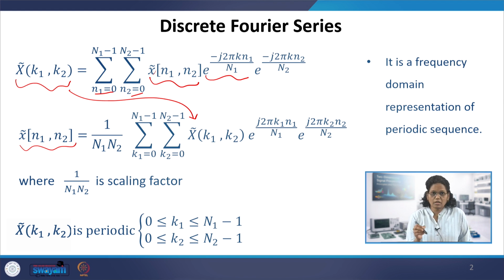Using this 2D discrete Fourier series, we know that this x tilde is periodic, as I said, with samples n1 from 0 to N1 minus 1 and n2 from 0 to N2 minus 1. This is also periodic, x tilde of k1 comma k2, where k1 varies from 0 to N1 minus 1 and k2 from 0 to N2 minus 1. So, both are periodic in the case of the discrete Fourier series. If we recall, a discrete and periodic sequence maps into a periodic and discrete one. That is how we get both the discrete periodic sequence as well as the discrete and periodic case in the frequency domain.